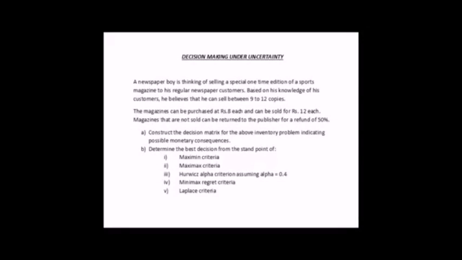A newspaper boy is thinking of selling a special one-time edition of a sports magazine to his regular newspaper customers. So there is a newspaper boy who regularly sells newspapers to a set of customers that he has. Now he is trying to sell a special one-time edition of a sports magazine to the same set of customers. Based on his knowledge of his customers, he believes that he can sell between 9 to 12 copies of the magazine.